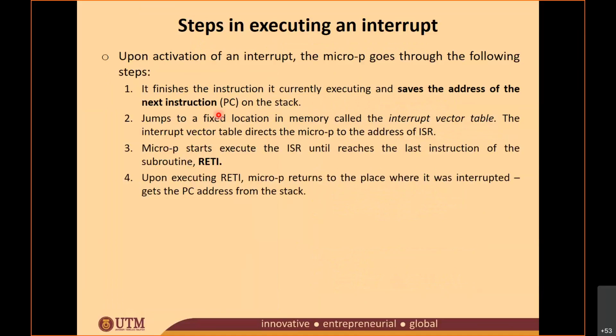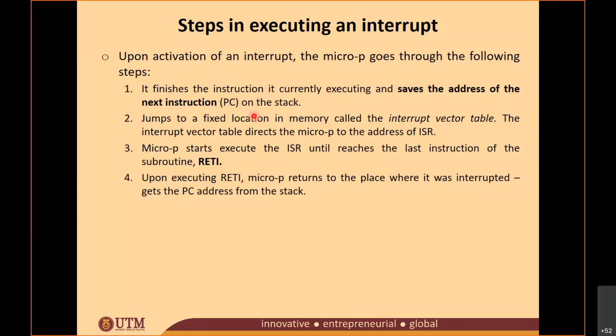Now you're going to see how to execute an interrupt. What happens when you execute an interrupt? Upon activation of an interrupt, the microcontroller goes through the following steps. There are 4 steps that you need to remember. First, it finishes the instruction it is currently executing and saves the address of the next instruction onto the stack.